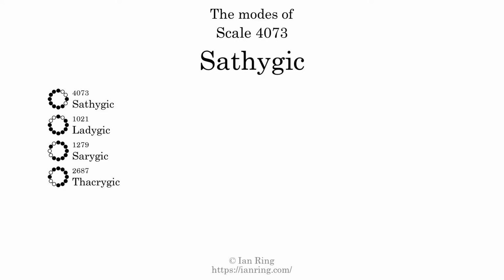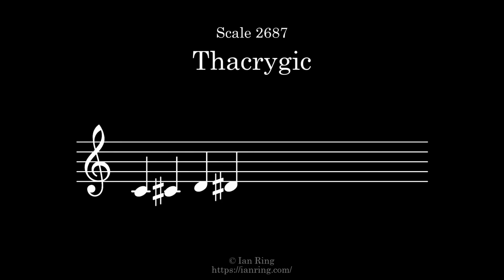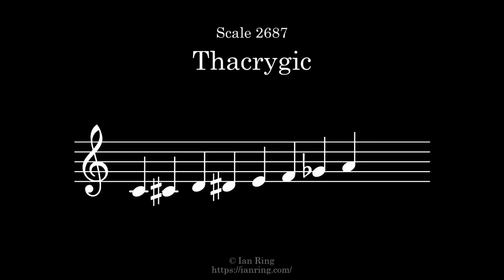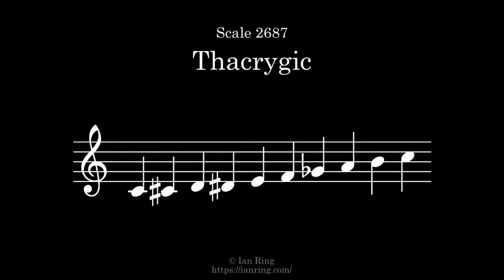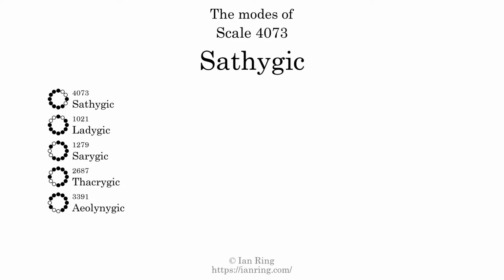The fourth mode is scale 2687, also known as Sathygic. It sounds like this. The fifth mode is scale 3391, also known as enneatonic. It sounds like this.